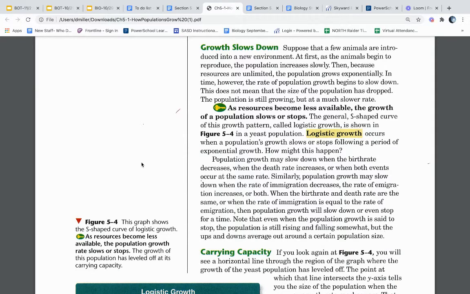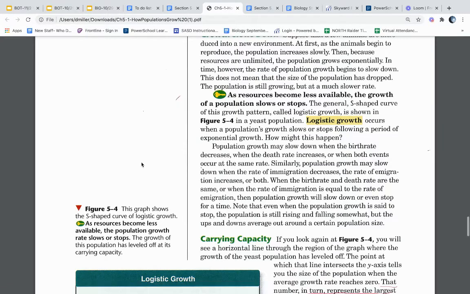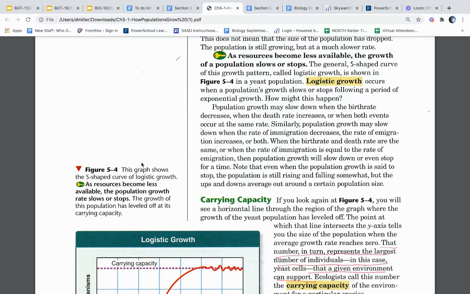In time, however, the rate of population growth begins to slow down. This does not mean that the size of the population has dropped. The population is still growing, but at a much slower rate. As resources become less available, the growth of a population slows or stops. The general S-shaped curve of this growth pattern, called logistic growth, is shown in Figure 5.4 in a yeast population. Logistic growth occurs when a population's growth slows or stops following a period of exponential growth.